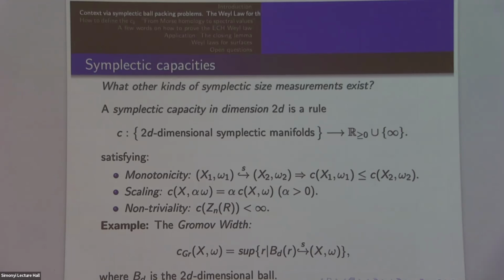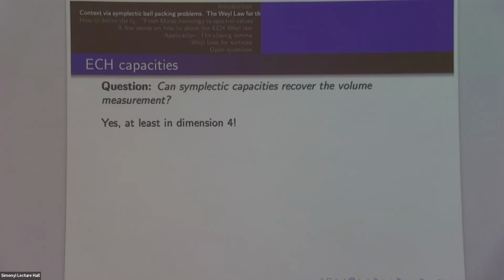Okay, so this is our axiomatic framework for symplectic size measurements, these so-called symplectic capacities. And now I want you to revisit the Weyl law from this point of view. From this point of view, the question inspiring the Weyl law in symplectic geometry is rather natural. I have these fancy symplectic capacities that see things like the symplectic width of this cylinder. I also have the volume measurement. I would certainly like them to have some relationship to each other. And that's my question. Can symplectic capacities recover the volume measurement?